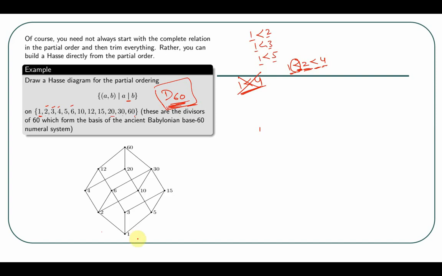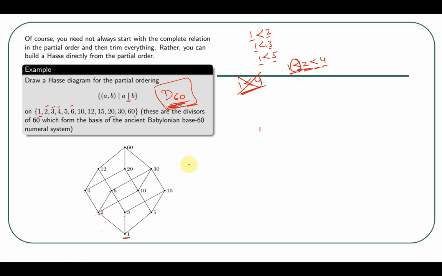So this is the hash diagram. We start with 1. So 1 is strictly connected to 2, 1 is strictly connected to 3, 1 is strictly connected to 5. 2 is strictly connected to 4. 2 is also strictly connected to 6.